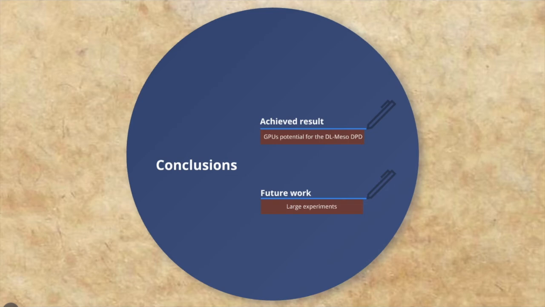In conclusion, we have extended the capabilities of the DL-MISO DPD code, understanding that, thanks to a large usage of GPUs, it's possible to simulate wide systems. This result can positively affect the potential of such and similar codes in order to benefit both research and industry.